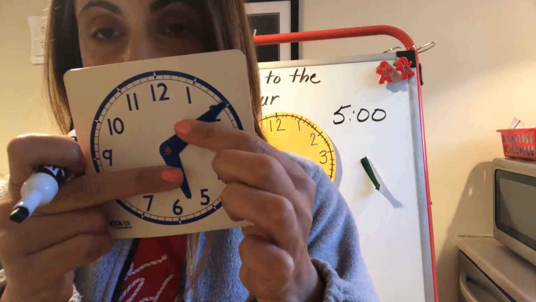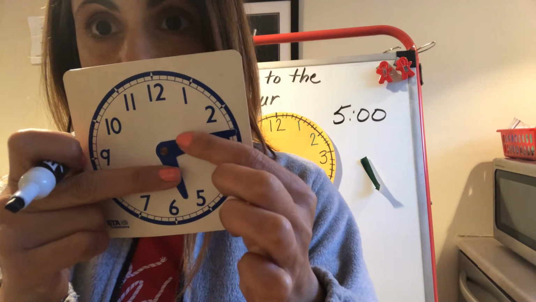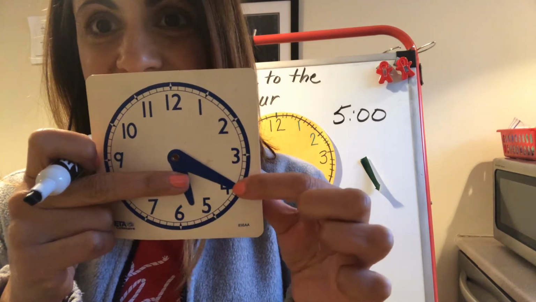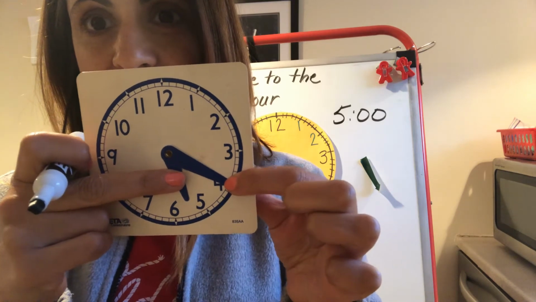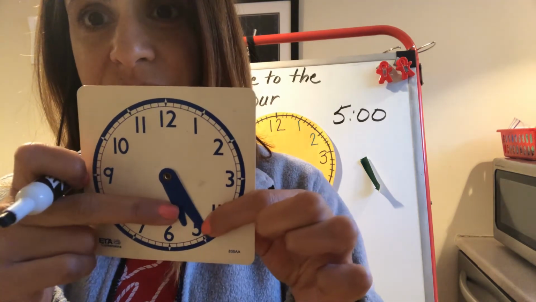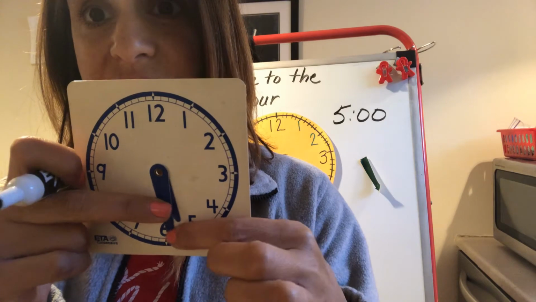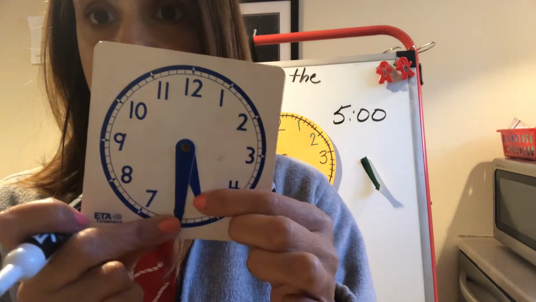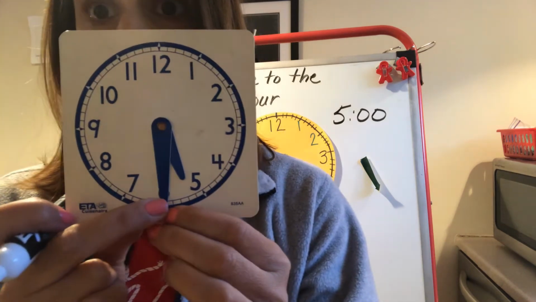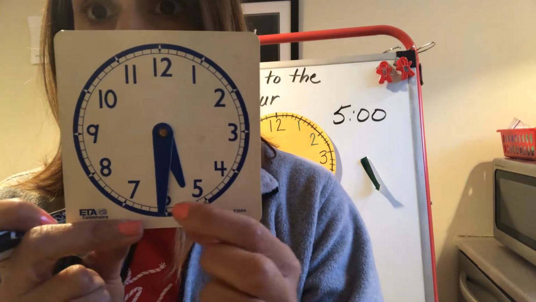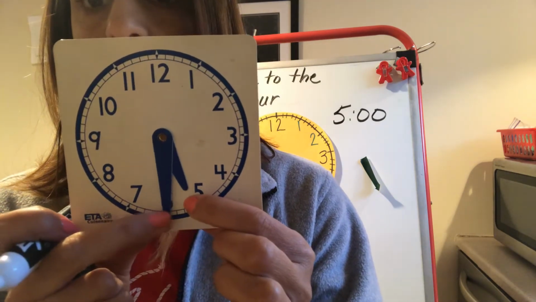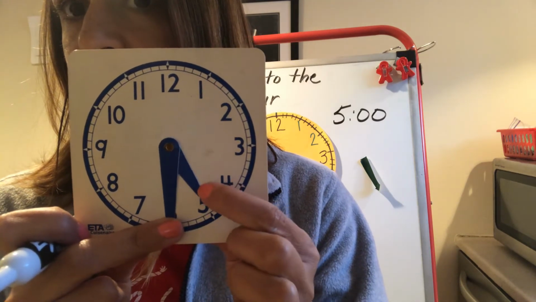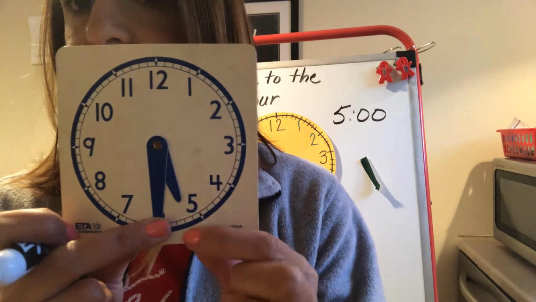6, 7, 8, 9, 10, 11, 12, 13, 14, 15, 16, 17, 18, 19, 20, 21, 22, 23, 24, 25, 26, 27, 28, 29, 30. So my minute hand moved all the way to the 6. The hour hand slowly moved from directly on the 5 to in between the 5 and the 6.